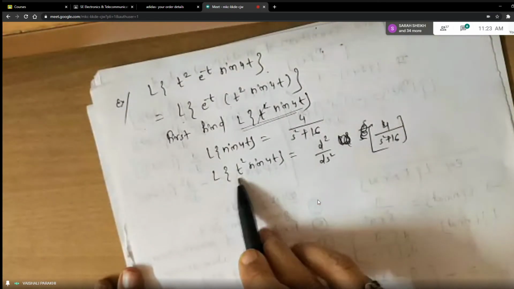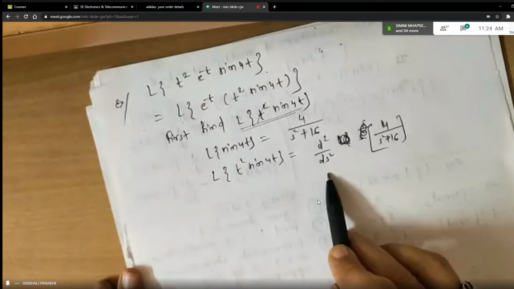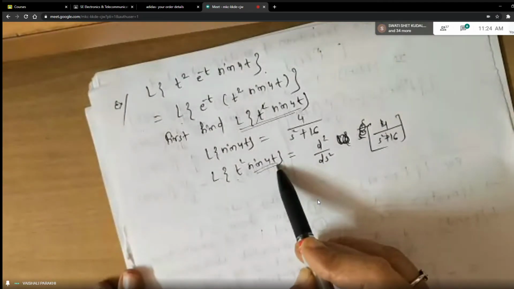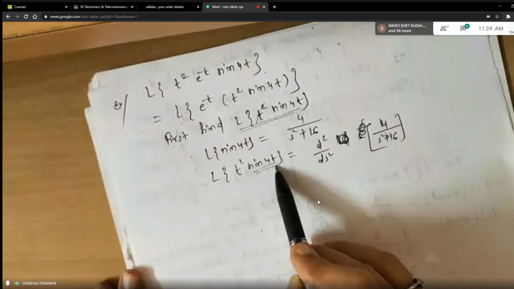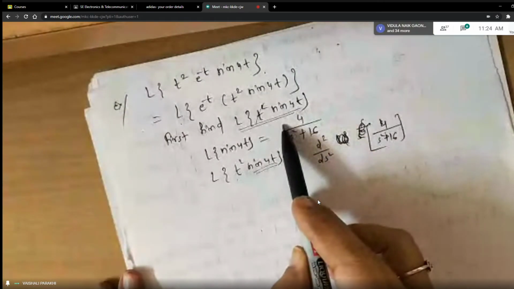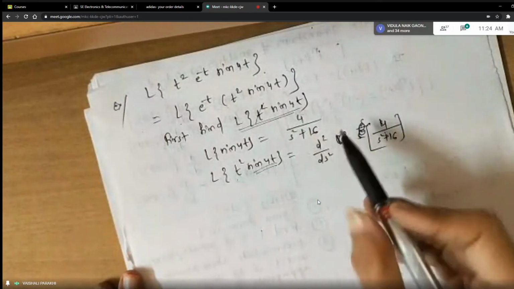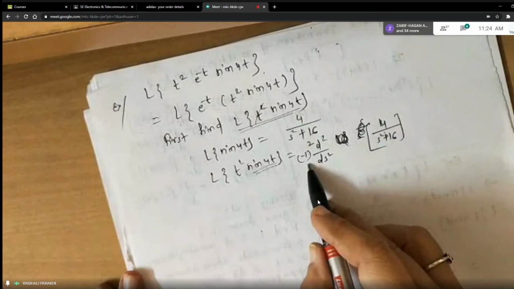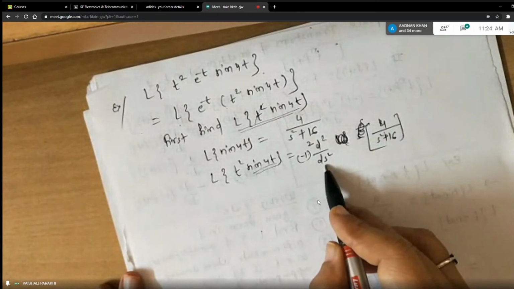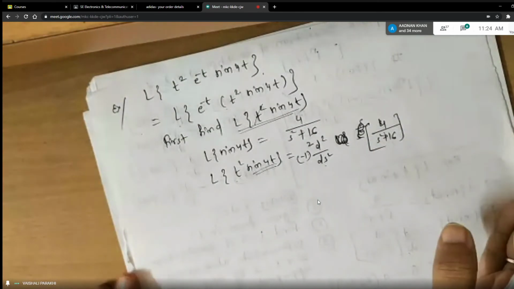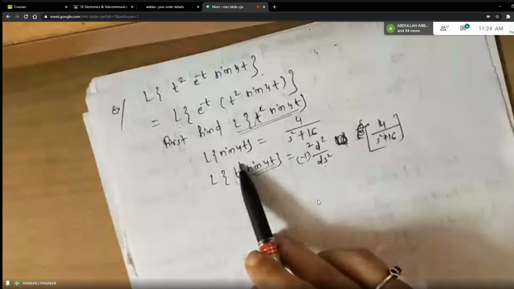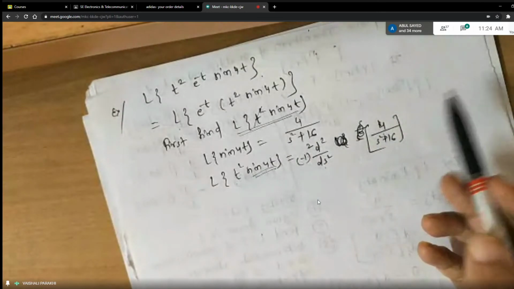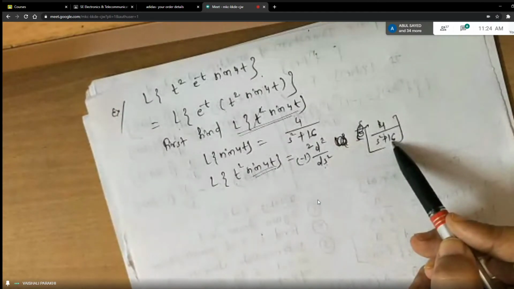Because of t square, I am taking the second order derivative of what? Of the previous answer. Previous answer is what? Laplace of the other remaining function, which we have already calculated here. There is no minus sign here, students, because it means minus 1 square. That's why it is coming positive, d square by ds square. Any doubt at this step? Suppose it was t cube in place of t square, then what would we have written? Minus 1 cube, which will give a minus sign in the next step, d cube by ds cube of this.